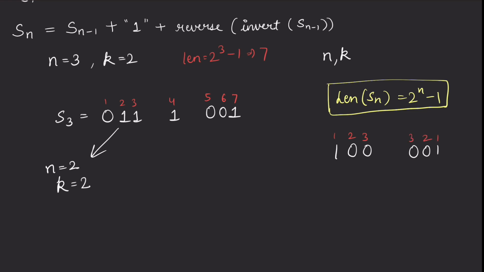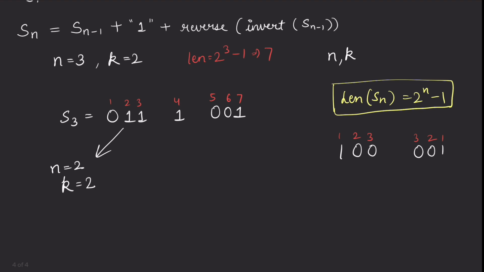Let's suppose this was before reversing. You needed to find the bit at the first place, which was 1. So before reversal it is okay. Now after reversal, the first bit will go to the last, the second bit will go to the second last, the third bit will go to the third last, and so on. So if here I am finding the kth bit from the starting, then in the reversed form I should find the kth bit from the end, because it is in reversed form right now. So whenever our k lies in this range, we will keep n as n minus 1, but our k will change.